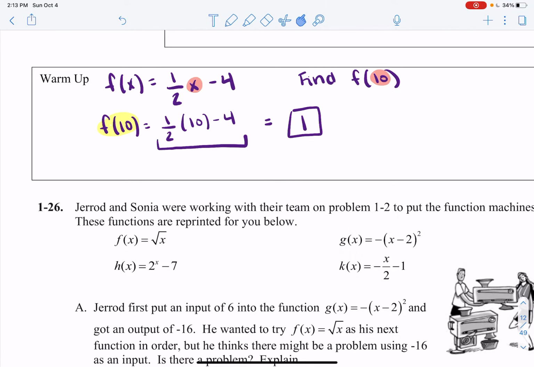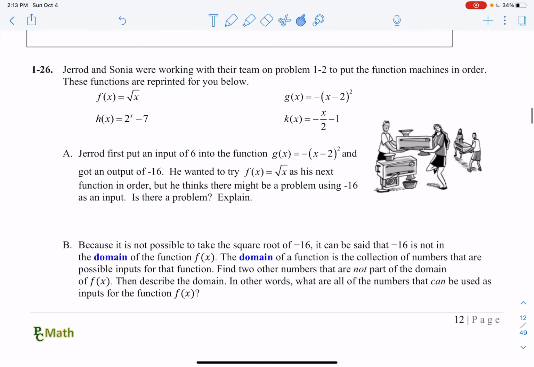Okay, so let's move on to the next one. We've got 1-26 is the next problem, and it talks a little bit about the problem we did in 1-2 in a previous lesson. So to just get to the main point here, we have these different functions. We have f of x is equal to the square root of x, g of x is equal to negative x minus 2 squared, h of x is equal to 2 to the x power minus 7, and k of x is equal to negative x over 2 minus 1.